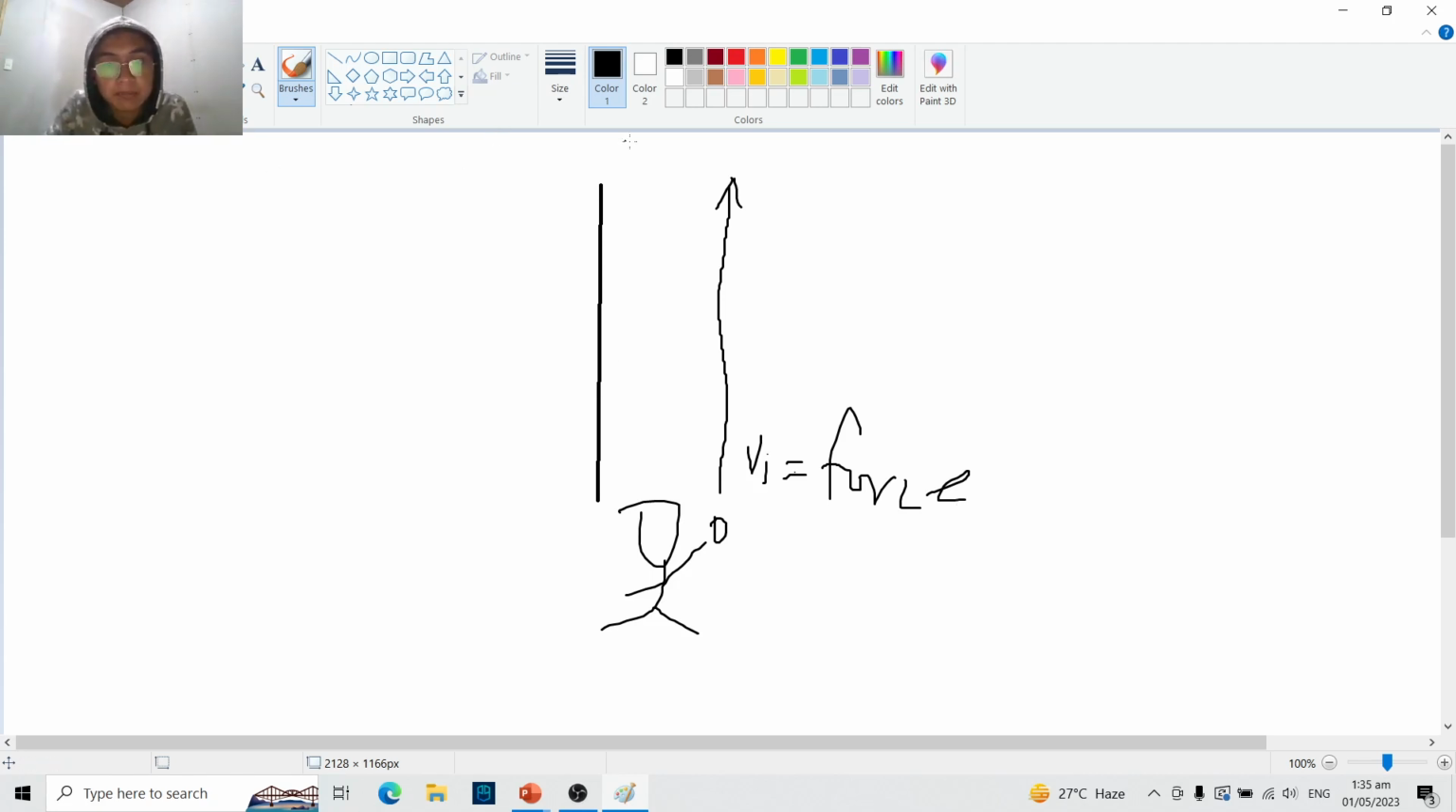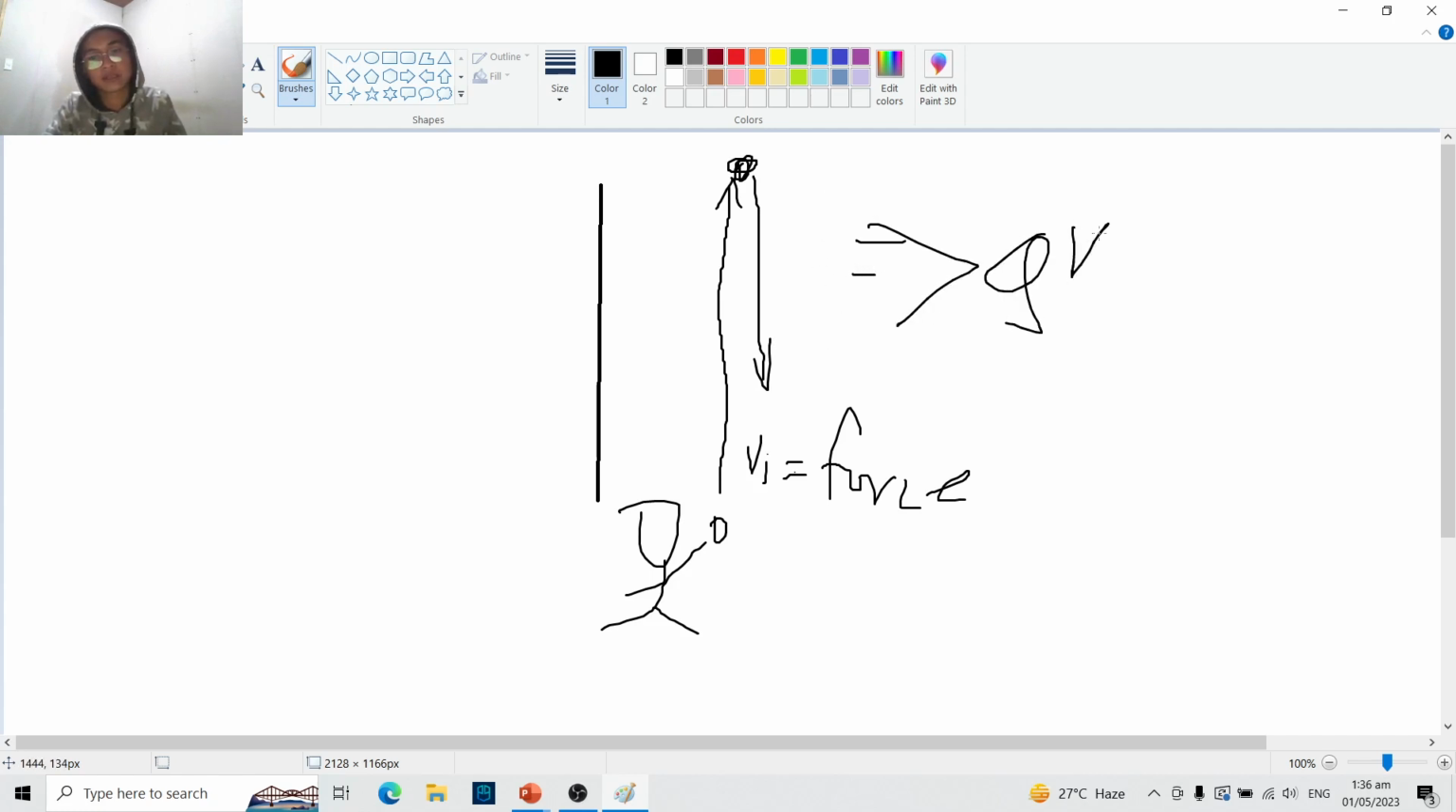Tapos pag abot niya sa pinakataas niya nga point dito sa taas, punong na siya din naog paubos balik. This is due to gravity. Okay. Of course, na siya tungod sa gravity.